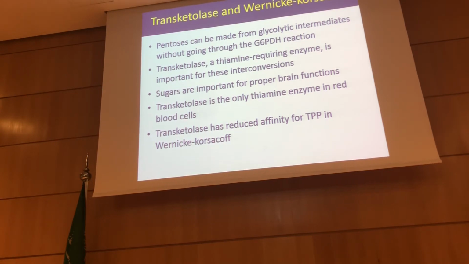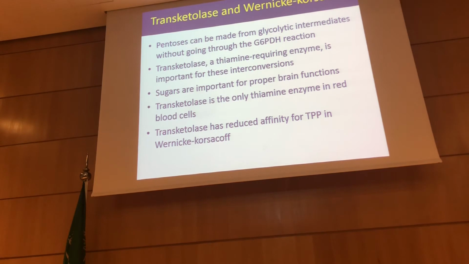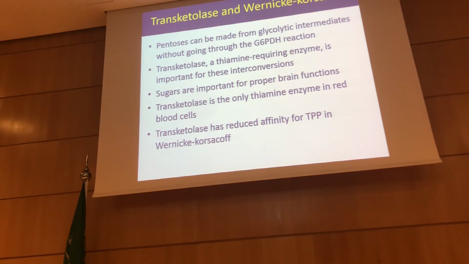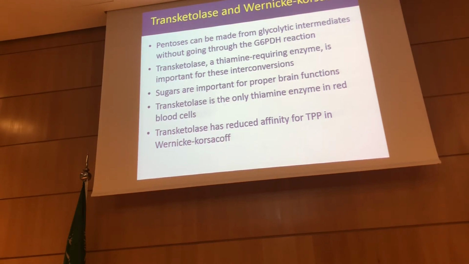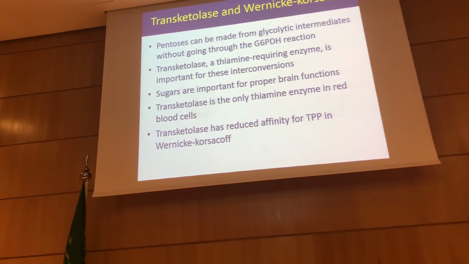So what would happen if there is a reduced affinity between transketolase and thiamine pyrophosphate? What do you think will happen? So the interconversion cannot occur, and neurological symptoms will appear, and we will study this disease, which is Korsakoff disease, in the chapter of vitamins and coenzymes. I'll talk again about it. It is a syndrome due to a reduced affinity between the enzyme and the coenzyme. The enzyme is transketolase, and the coenzyme is thiamine pyrophosphate.